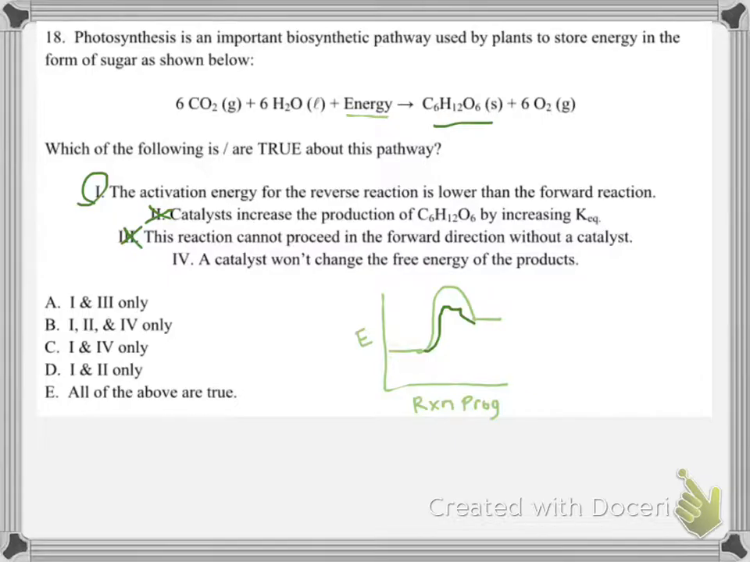And 4 I've kind of already alluded to. But it says a catalyst won't change the free energy of the products. And that is true, because we'll still end at the same final energy, regardless of whether there's a catalyst or not. We just change the pathway to get to that final state. Okay, so 1 and 4 are true here, which makes C the answer.